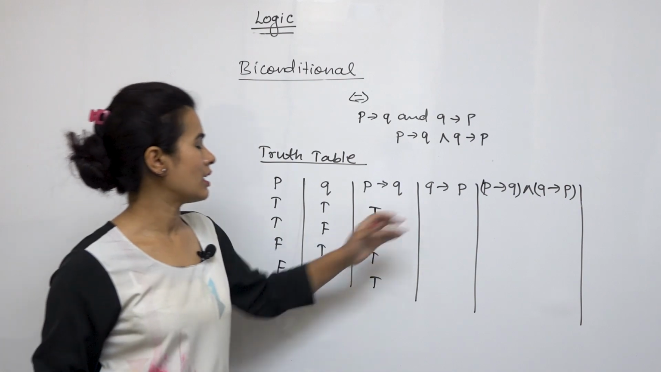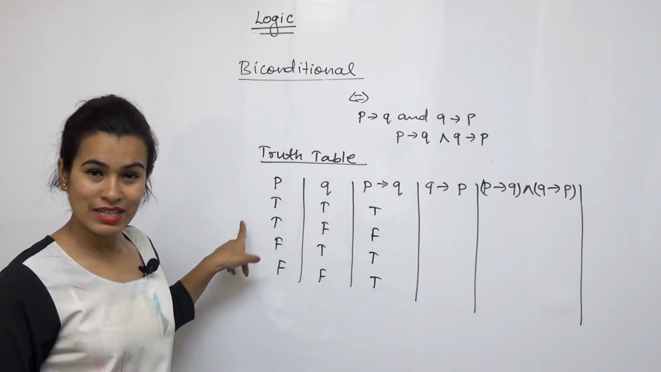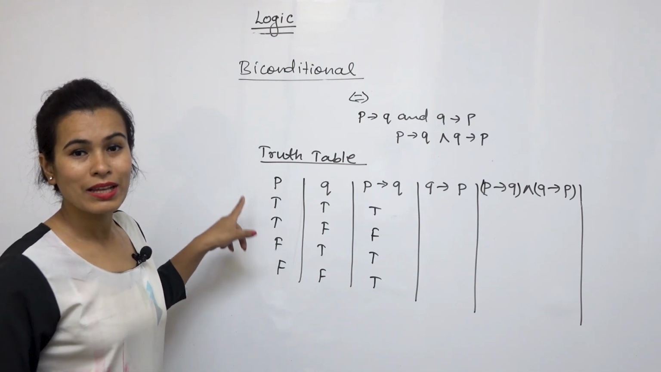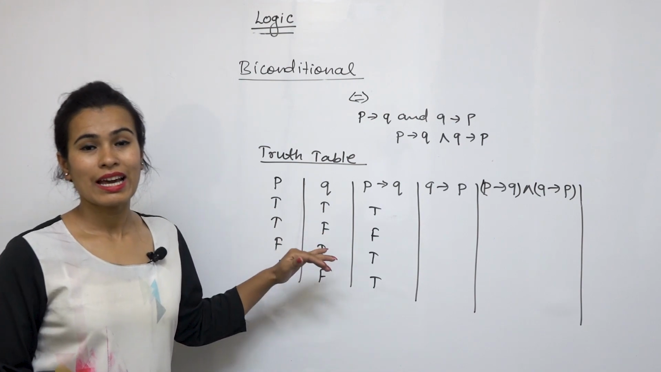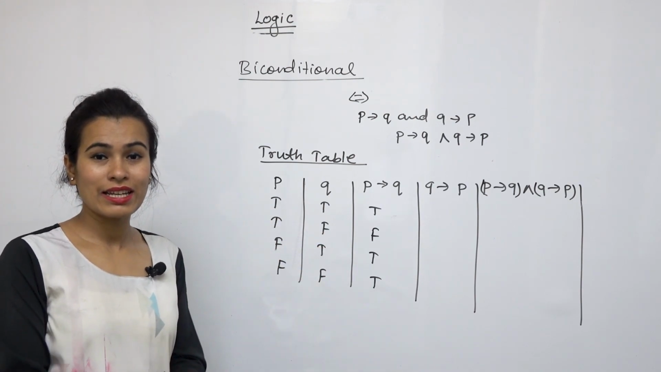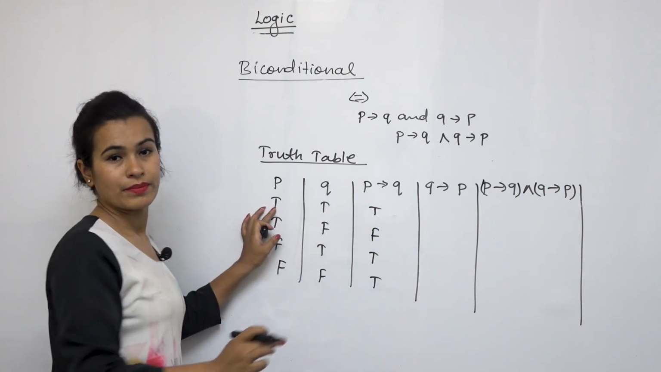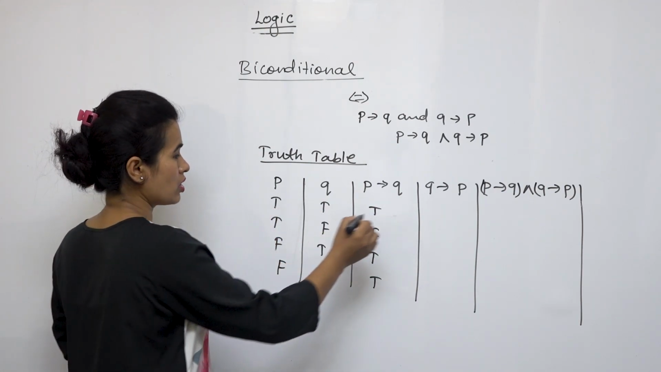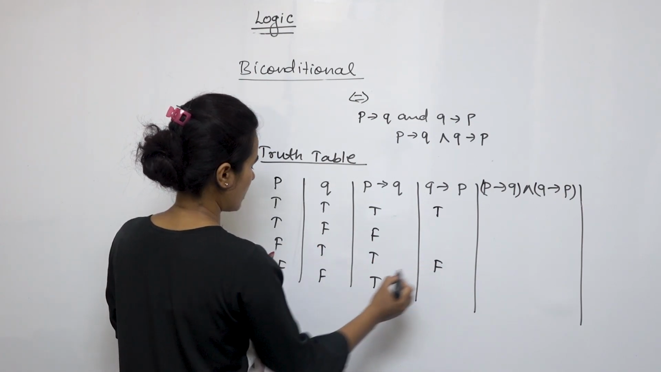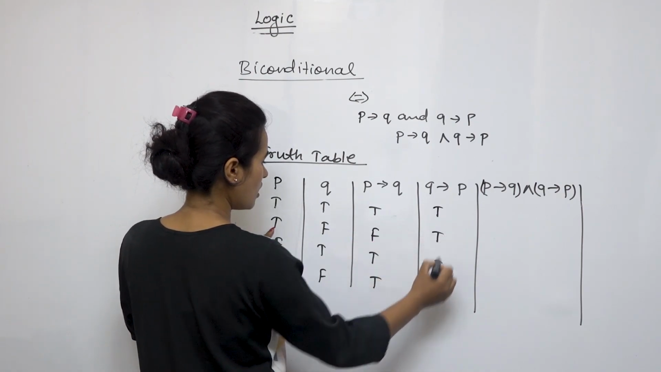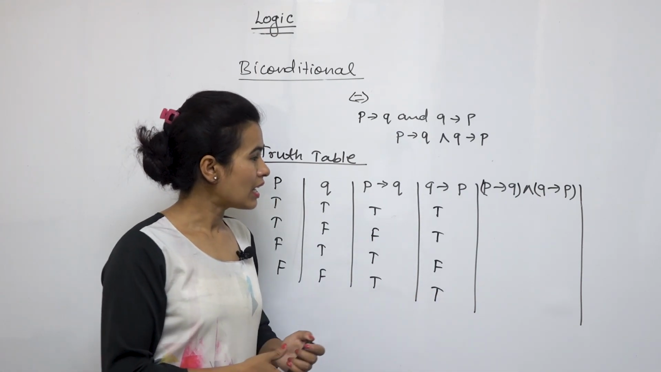Similarly, Q then P. Here in Q then P, Q is the hypothesis and P is the conclusion. In Q then P also, if the hypothesis is true and the conclusion is false, then it is false. Here we have true, true. So TT is true. Only TF is F, otherwise all remaining are true: TT, FT. Now what do we have to do?